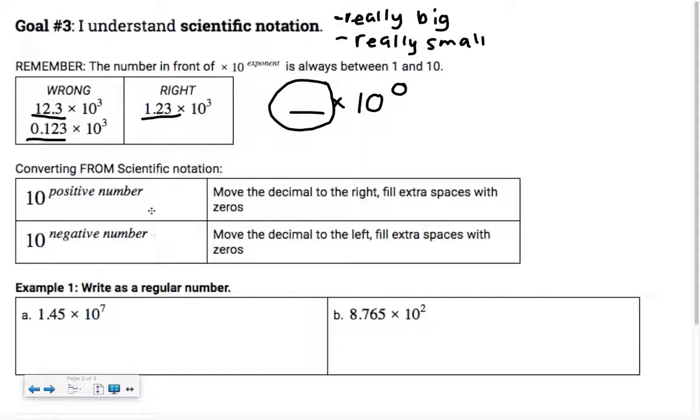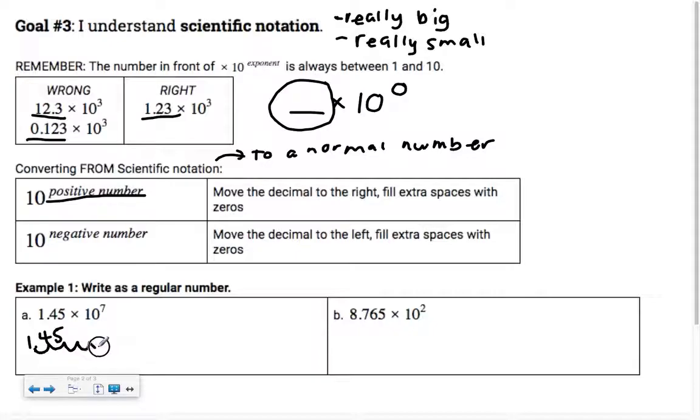So if we're converting from scientific notation to a normal number, if we have a positive exponent like we do down here, we move the decimal to the right the number of the exponent, and then we fill the extra spaces with 0. So when I look at 1.45 times 10 to the power of 7, I'm going to move my decimal place to the right 7 spaces. 1, 2, 3, 4, 5, 6, 7. And then I'm filling all of these spaces with zeros.